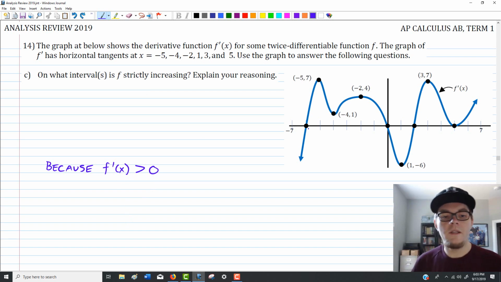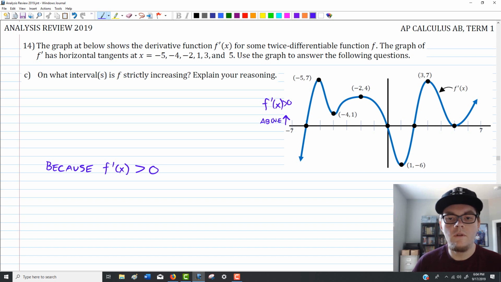So from here, looking at our pieces, we want f prime of x to be greater than 0, keeping in mind that we're looking at a graph of f prime of x. So greater than 0 is all the stuff that is above the x-axis. Above the x-axis. So in looking, that's going to occur from here to here. So it's going to be f is strictly increasing.